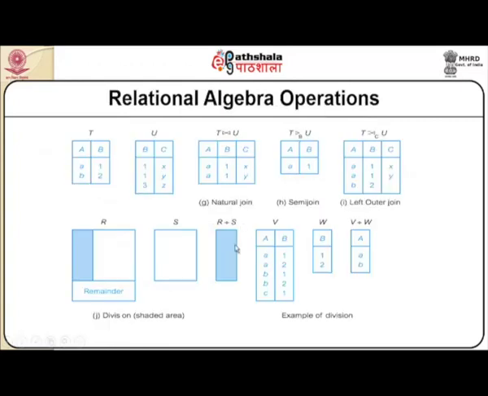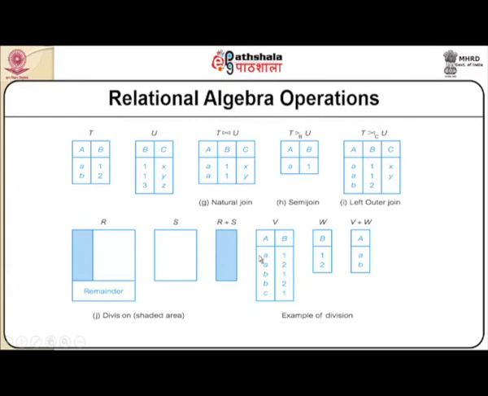So, as I have indicated on the division, I have two relations R and S. This R has got this setup and S has got this relation, but when we divide R with S, the entire portion of this will go off and the remainder is only the shaded portion here.